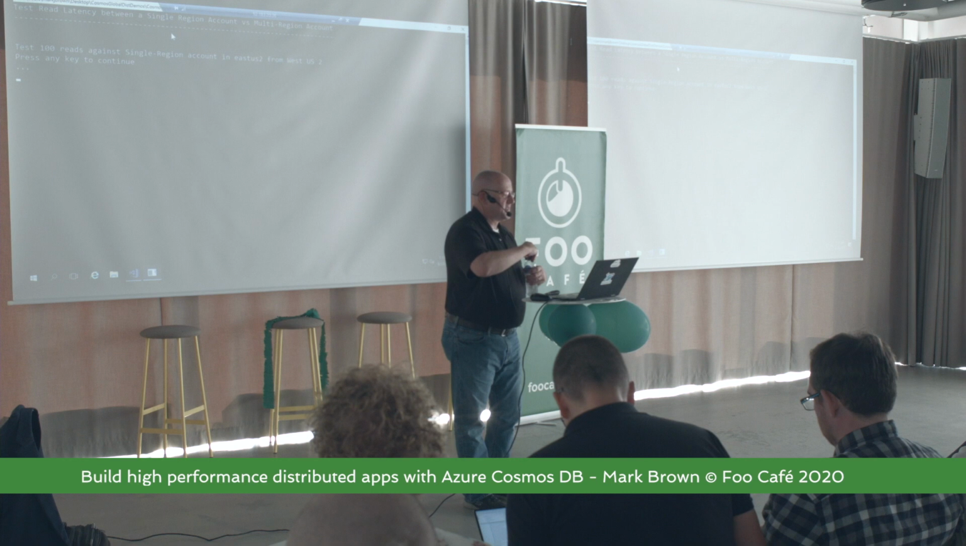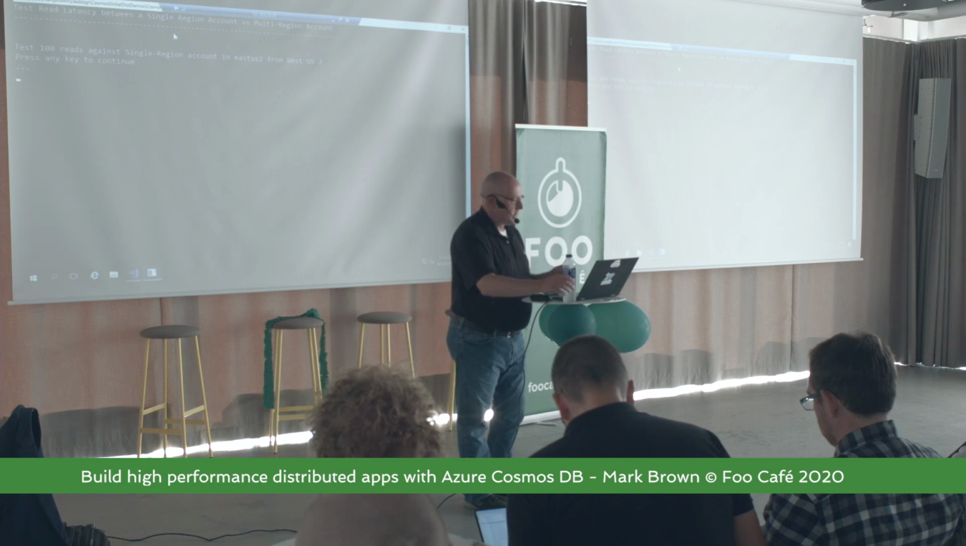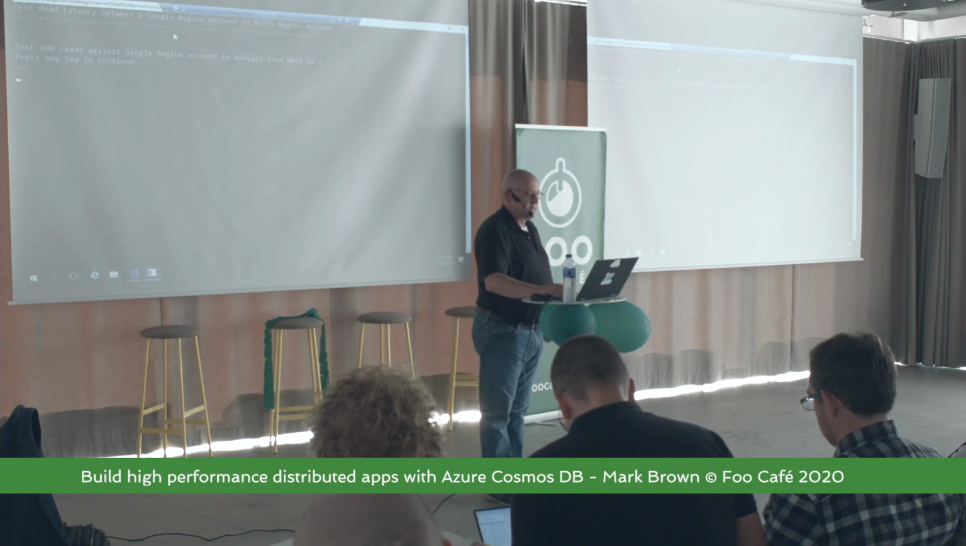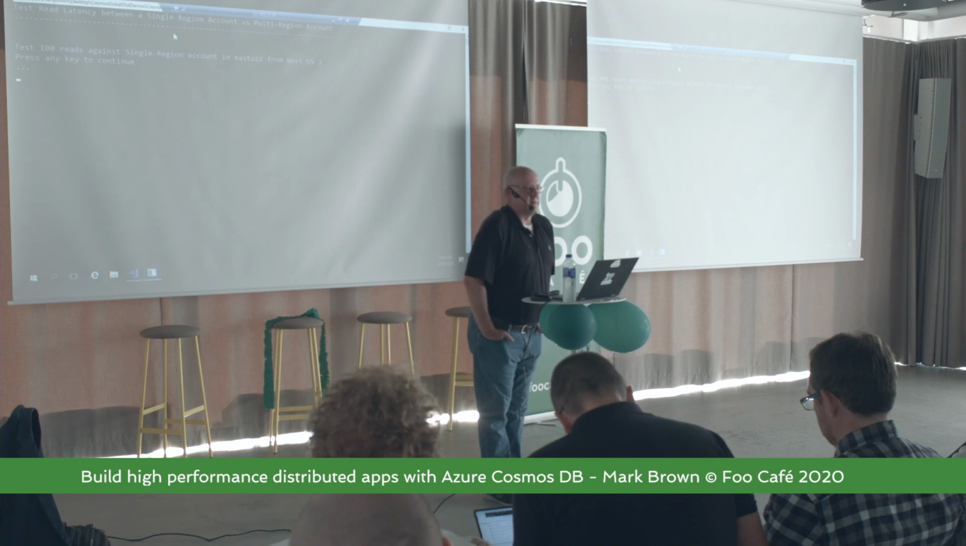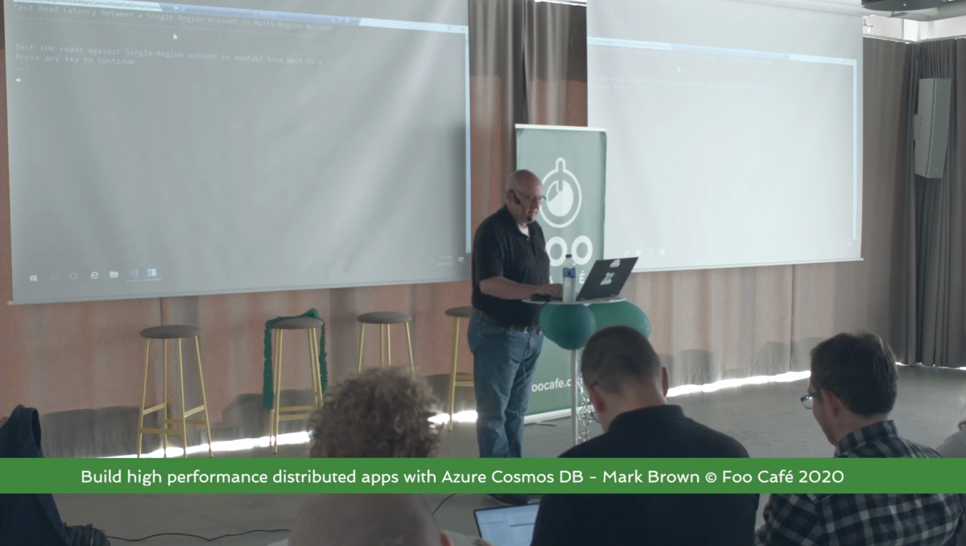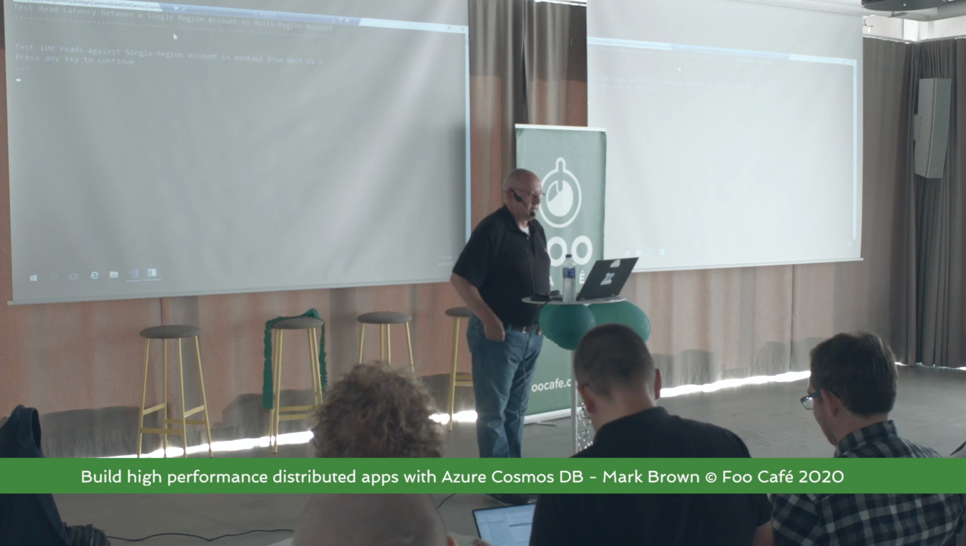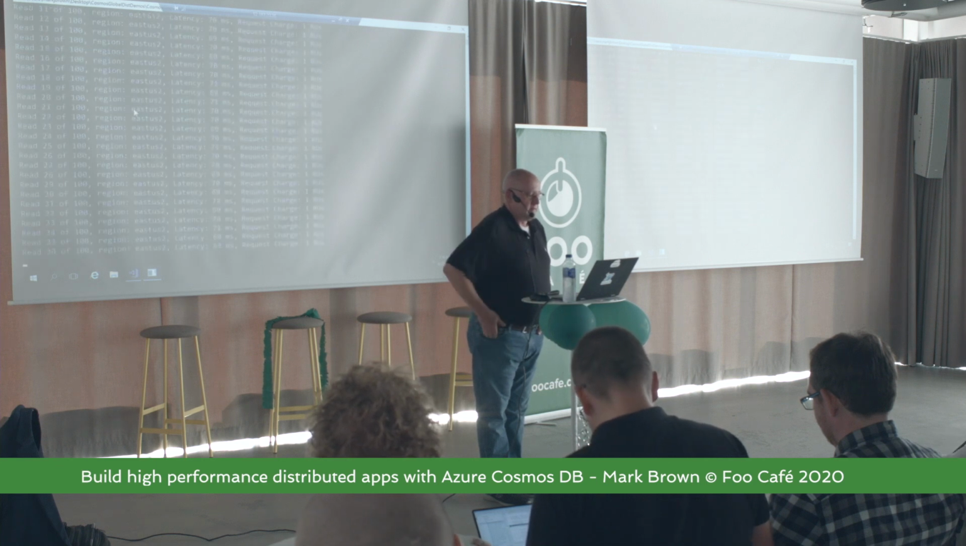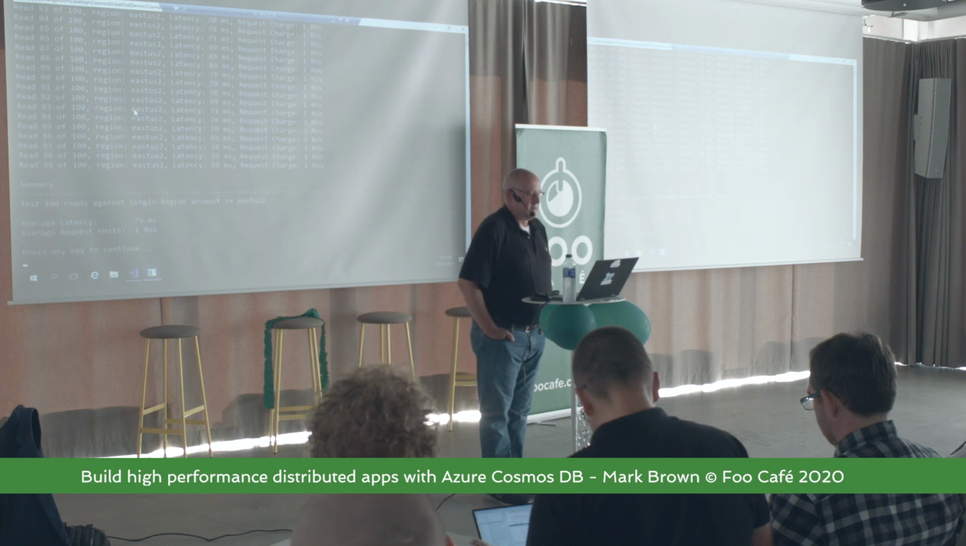Now I'm going to test 100 reads against this single region database from East US and West US. Who thinks this is going to be fast? Just want to ask. Nobody. Who thinks it's going to be slow? Maybe I'll see more hands. Who doesn't know what I'm talking about? Okay. Roughly about 60, 70 milliseconds. Not that fast, actually. 73 milliseconds.